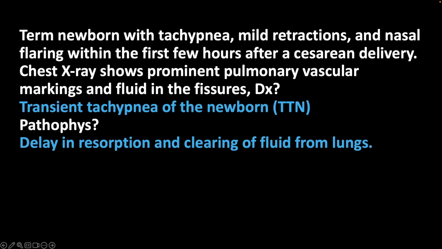You have a delay in resorption and clearing of fluid from the lungs. And how do you treat this? Supportive care. This is associated with macrosomia and C-sections. Think of vaginal birth as wringing out all the fluid. So if you don't have that, like in a C-section, then you have transient tachypnea of the newborn.